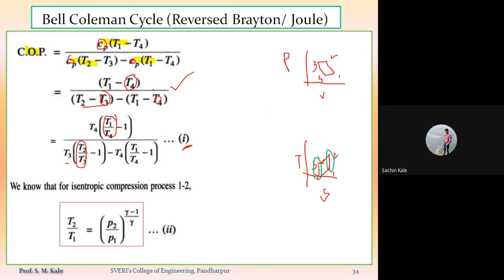So we know, in general, T2 divided by T1. As this is the isentropic compression process, for this process I can write T2 divided by T1 is equal to P2 divided by P1 raised to gamma minus 1 upon gamma, which will be equal to, in terms of volume, V1 divided by V2 raised to gamma minus 1.